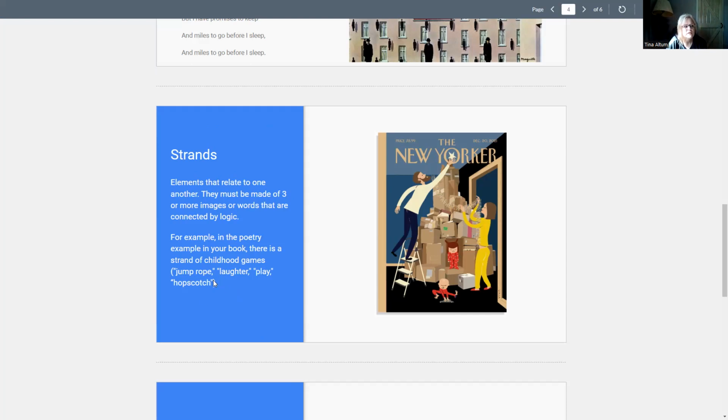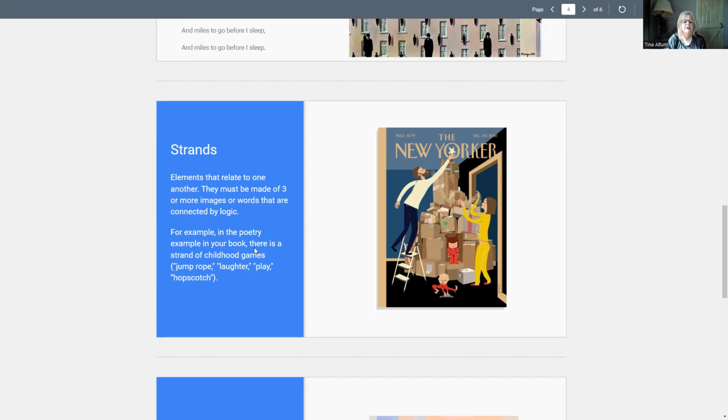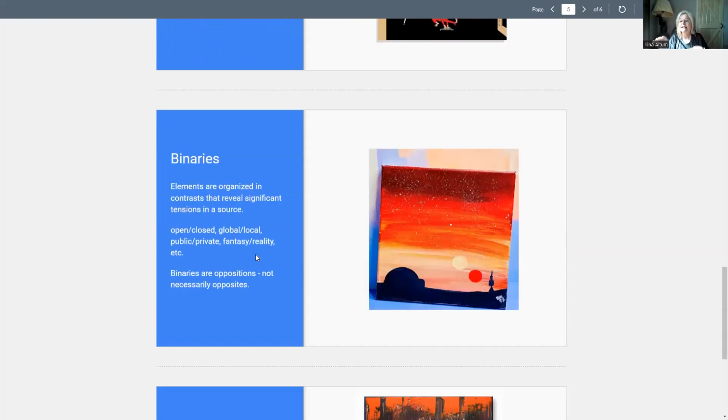That I forgot what it's called all of a sudden. Anyway, you'll see it in chapter 1. It's the poem about, well, there's children's games mentioned: jump rope, laughter, play, hopscotch. Those things are mentioned in different places in that poem, but they relate to one another in the logic of children's games. So there's a connection there. Binaries, things that oppose one another.